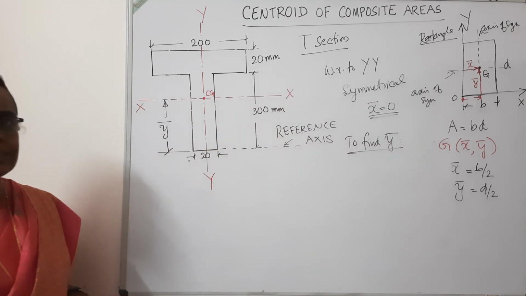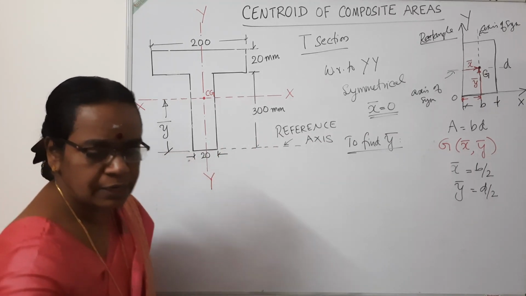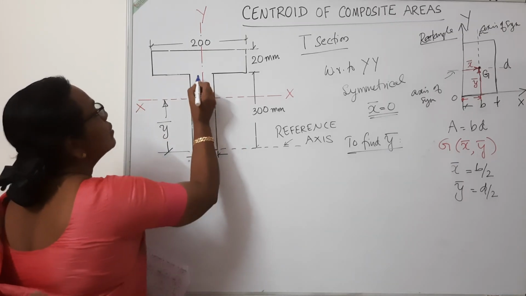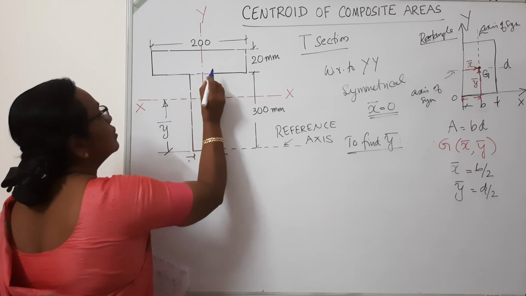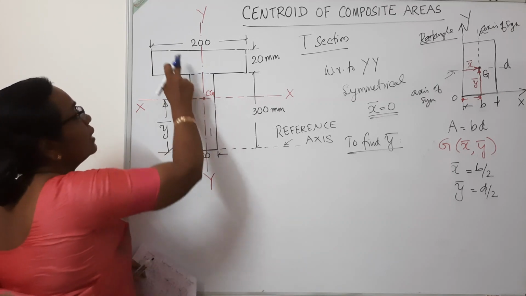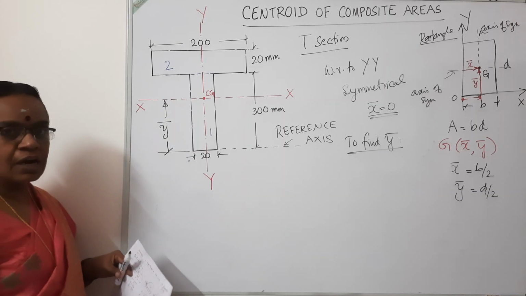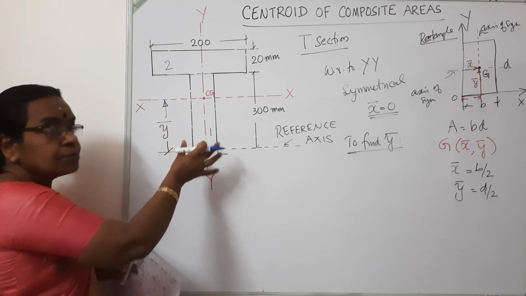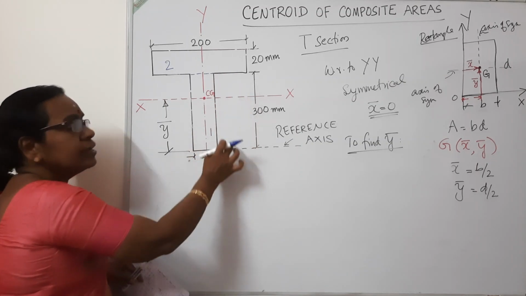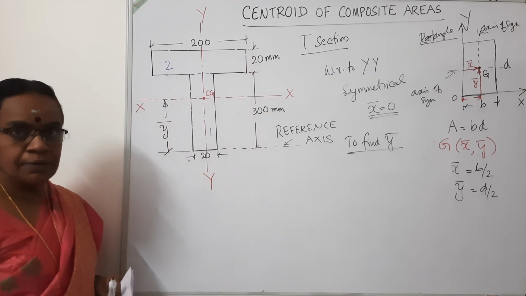To find the y bar distance, you take the bottommost line as reference, as I have mentioned earlier. Now we can split up this area into two. We can consider this as one rectangle; this area I will take as A1. And I can consider this horizontal rectangle, which I will consider as area 2. So to start with, we split it into two rectangles: rectangle 1 of dimension 20 by 300 and rectangle 2 of dimension 200 by 20.